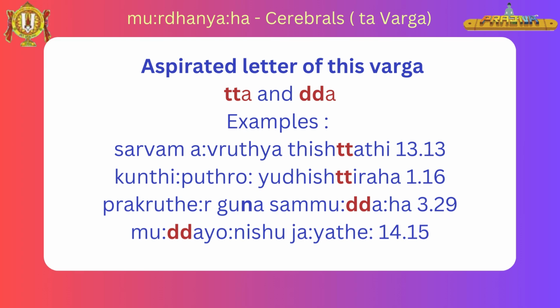Examples. In chapter 13, Sloka 13: Sarvamavritya Tishthati. Chapter 1, Sloka 16: Kunti Putro Yudhishthiraha. And for Dha, chapter 3, Sloka 29: Prakriter Guna Sammudhaha. And in chapter 14, Sloka 15: Mudhayo Nishu Jayate.